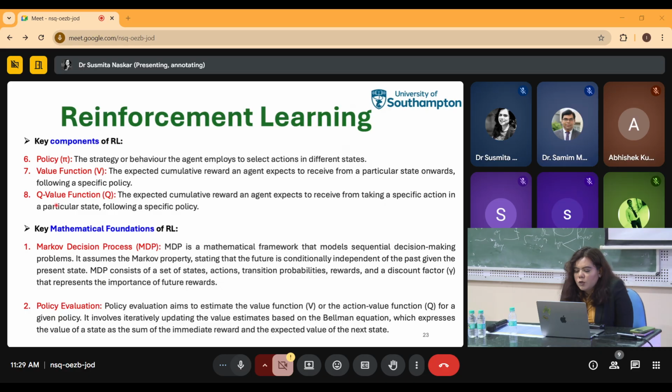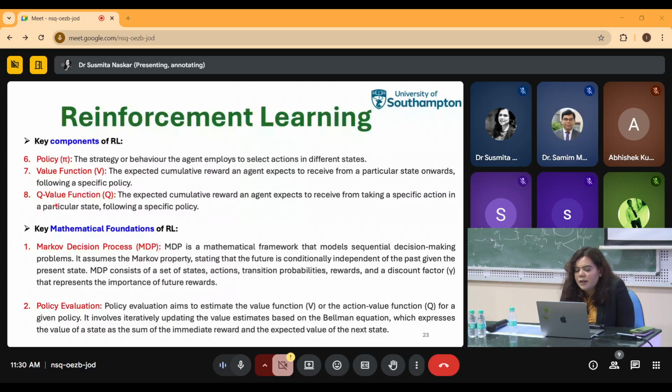Okay. So now, if you look into the mathematical foundation, reinforcement learning generally uses the Markov decision process, which is MDP and is quite famous. It is the very formal framework behind reinforcement learning. It assumes the Markov property, meaning the future depends only on the current state, not the past. The Markov decision process includes states, actions, transition probabilities, rewards, and the discount factor that prioritizes near-term versus long-term rewards. Okay.